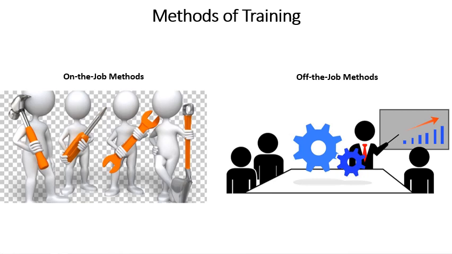People are holding tools in their hands. On the job methods means the training methods that are conducted at the job place itself. While doing the job itself, people will get trained. This is on the job methods. And for off the job methods, you can see here they are not at their actual work location, but outside it, in a classroom type system. So these are the off the job training methods.